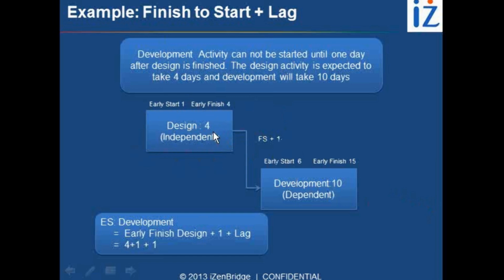The design is still taking 4 days, the development is still taking 10 days, but now development cannot start on day 5. It has to start on day 6, because the design is finishing on day 4, but the relationship rule talks about a lag of 1 day. So a gap of 1 day after this activity is finished. So I can only start on day 6. This increases the project duration from 14 days to 15 days. Though both activities are consuming the same duration as in the previous example, there is a lag time.